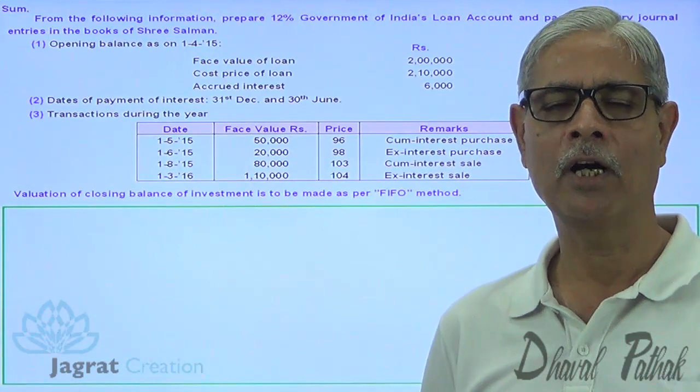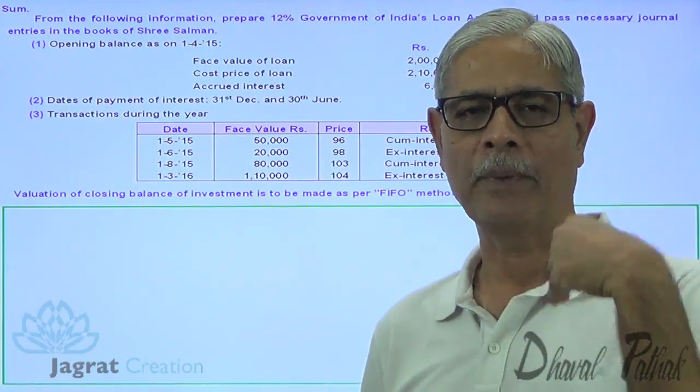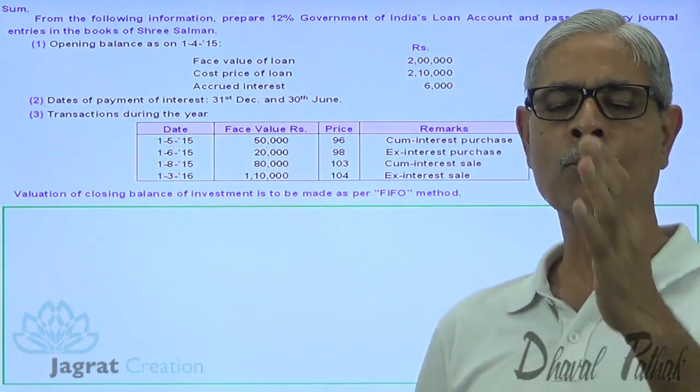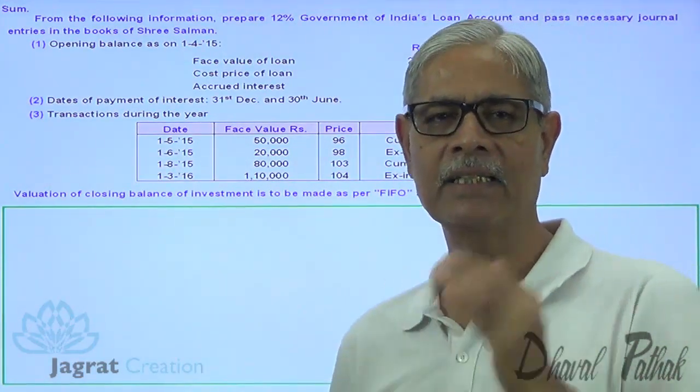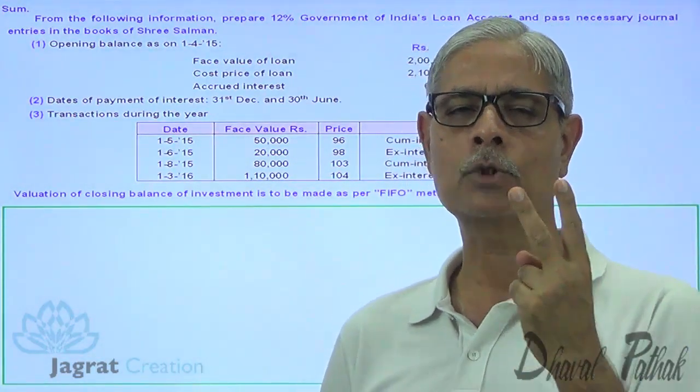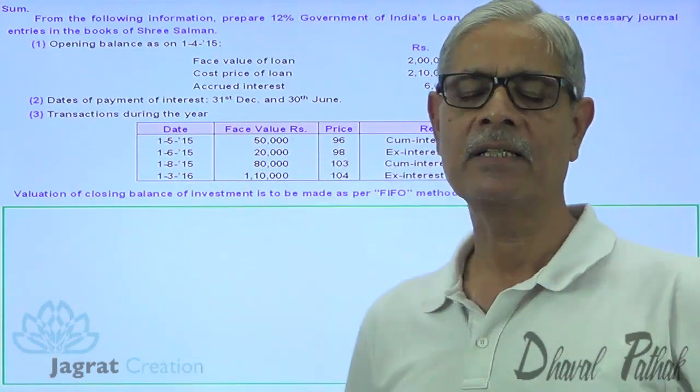But how am I going to get? I am required to pay rupees 4 at the time of purchase. I am going to get rupees 6 on the date of interest. So 6 is the receipt and 4 is the payment. Net income is 2 rupees. This is how interest is accounted for.